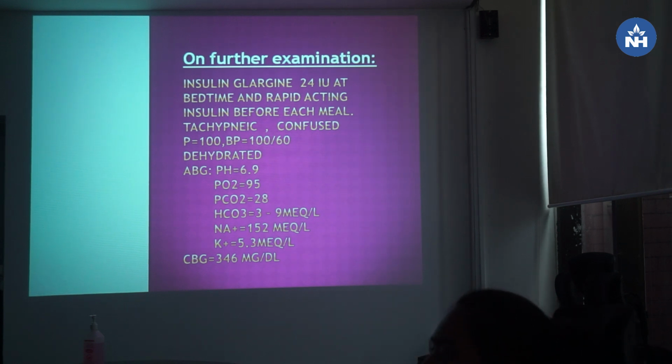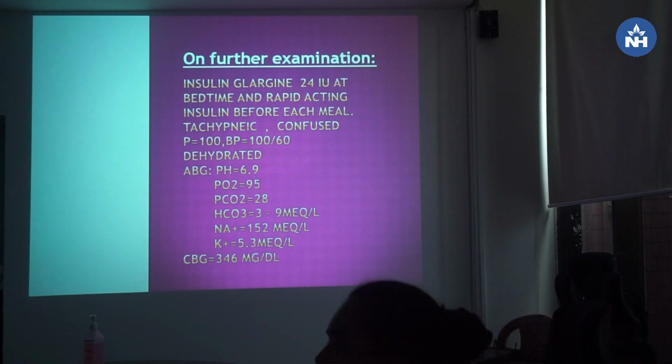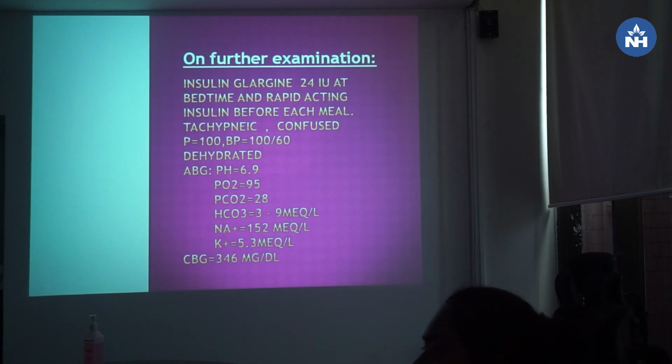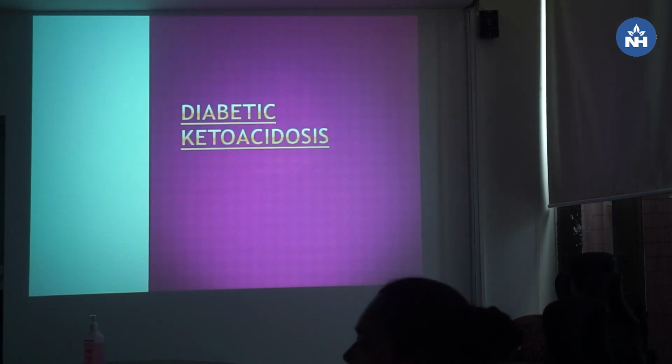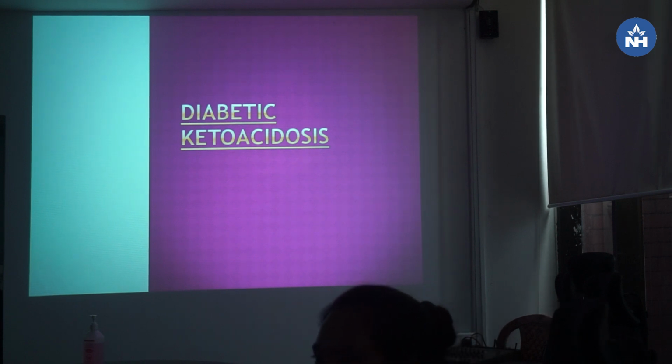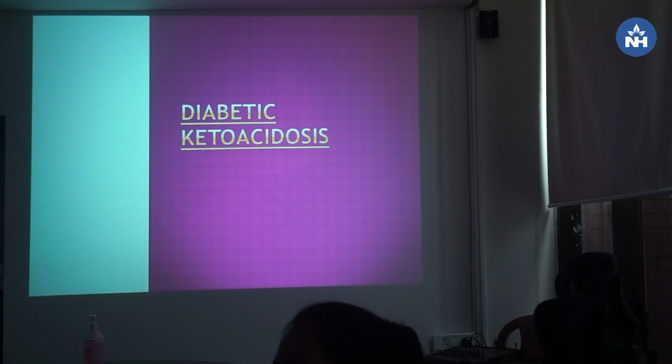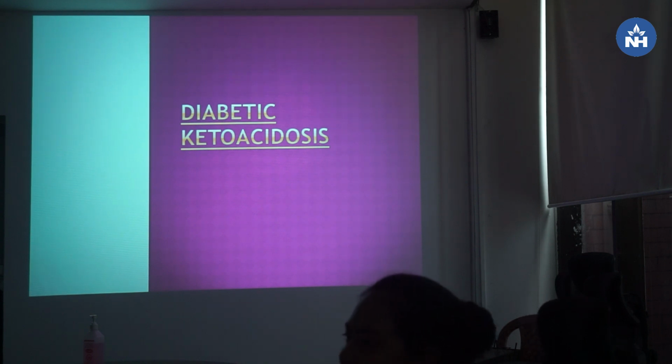He was dehydrated. ABG is as follows with a pH of 6.9, PO2 of 95, PCO2 28, bicarb 3.9, sodium 152, potassium is 5.3 and a CBG of 346. So with that we can conclude that the patient is a case of diabetic ketoacidosis. No. I think it's going towards the diagnosis of diabetes. Go back to the slide.